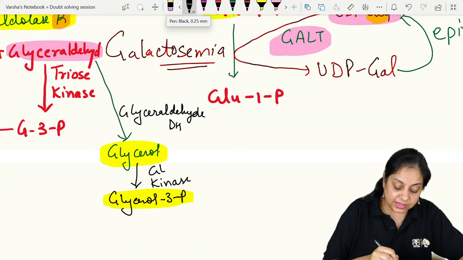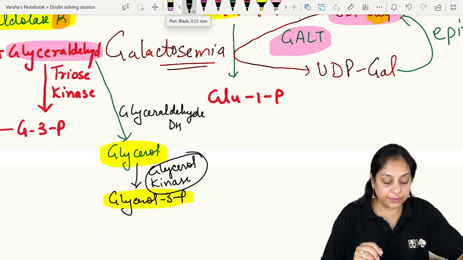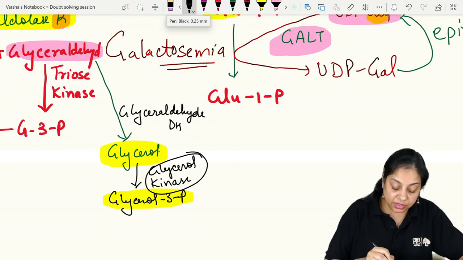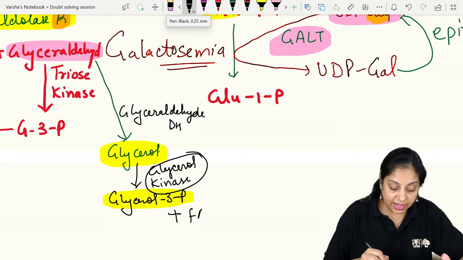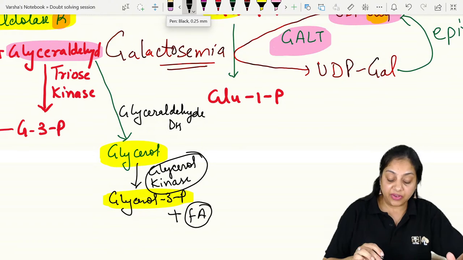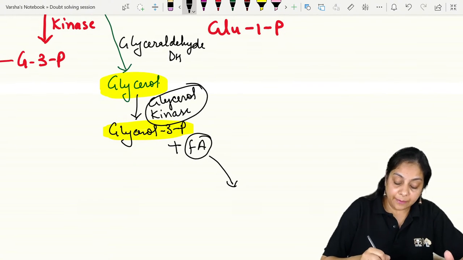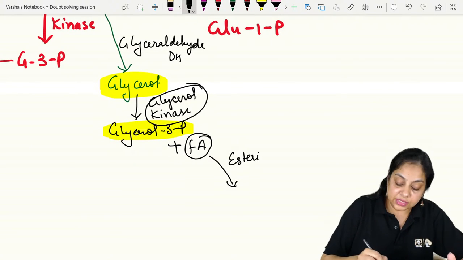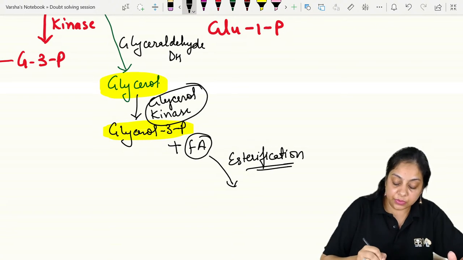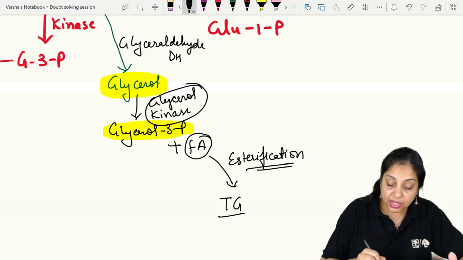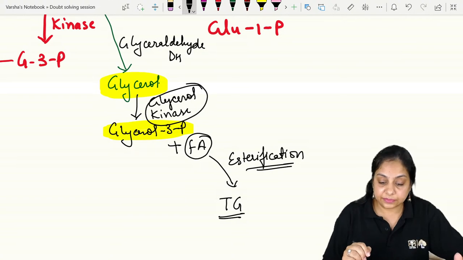What kind of kinase? Glycerol kinase enzyme is being used here, right? And this glycerol 3-phosphate can combine with fatty acids. And then what happens? Esterification process. If you remember from the fatty acid biosynthesis, esterification process happens, and then you get triglycerides.